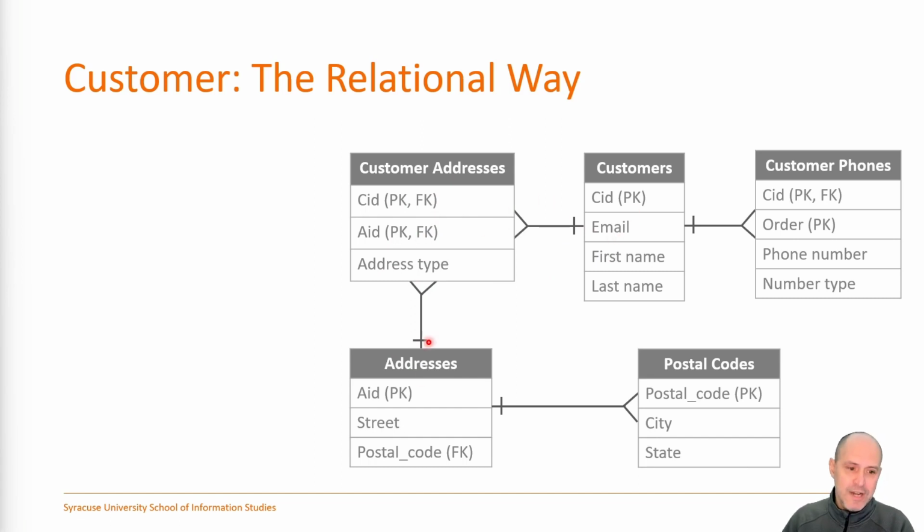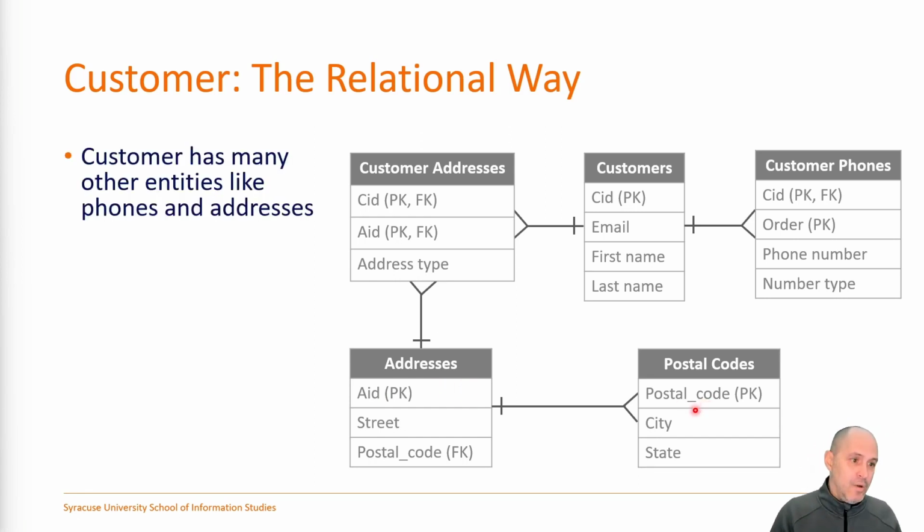Because one customer can have many addresses, and the same address can be for many customers. Like my wife and I are customers, one address, many customers, my wife and I. I can have 3 addresses: Mike Fudge, work address, home address, business address. And then there's a lookup table over here to postal code. So this is not uncommon.